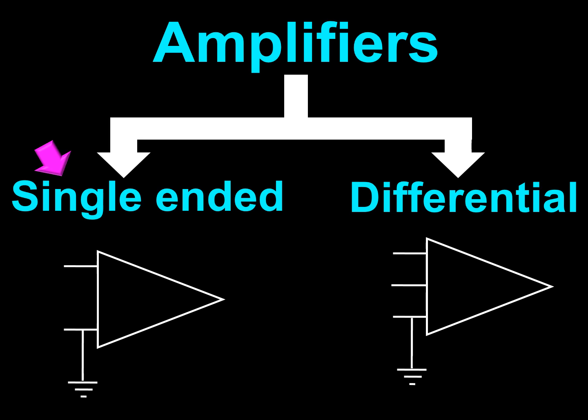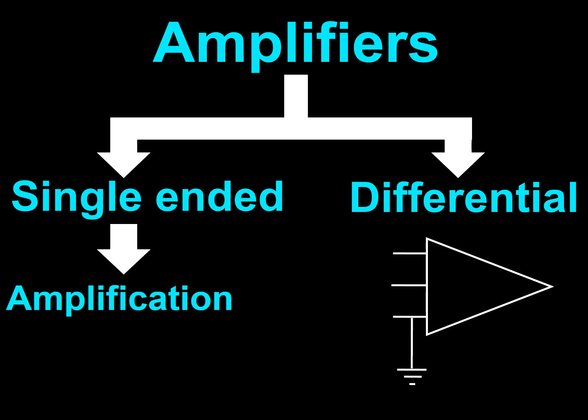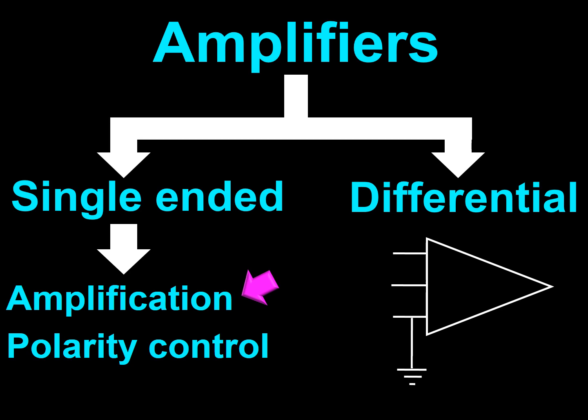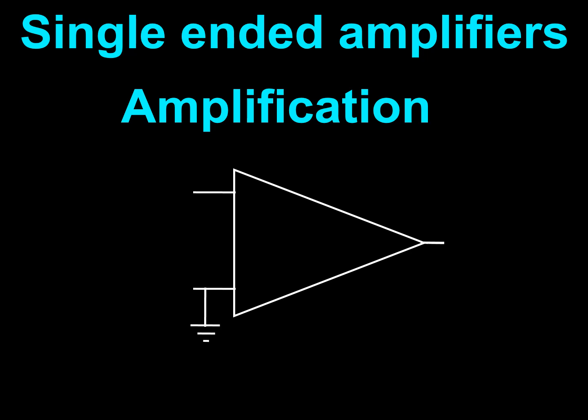Single-ended amplifiers have two functions: amplification and polarity control. I will first address amplification. In this frame, I have represented a single-ended amplifier. I will spend a few minutes describing this important element of an EEG machine before talking about amplification.